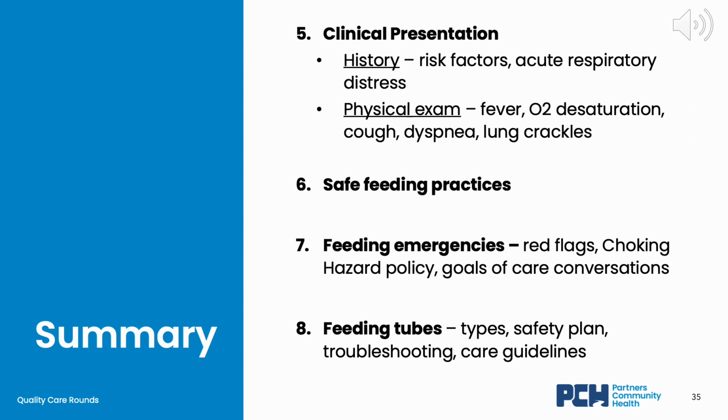We then had some self-review slides that discuss some important considerations for safe feeding practices. They also review feeding emergency red flags, the PCH choking hazard policy, and some considerations for goals of care conversations with residents and their family. Finally, there is a review of the various types of artificial feeding tubes that some of our residents have, a discussion of the safety plans, how to troubleshoot issues, and a description of some of the general care guidelines for maintaining their safety.